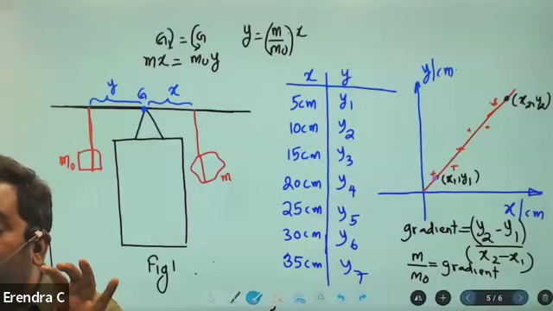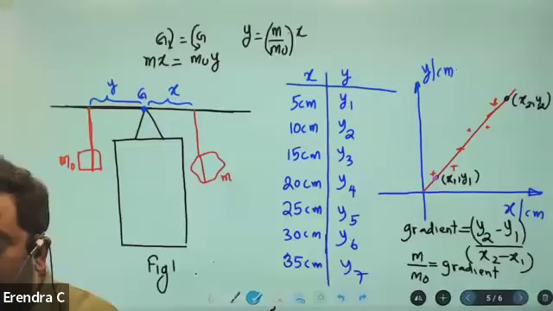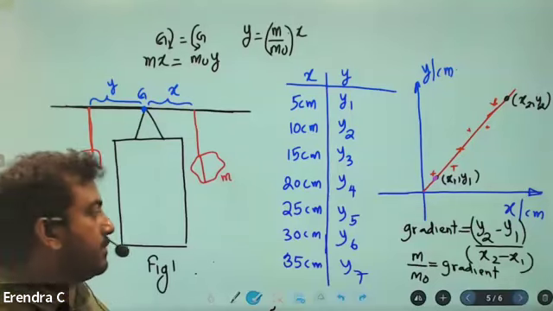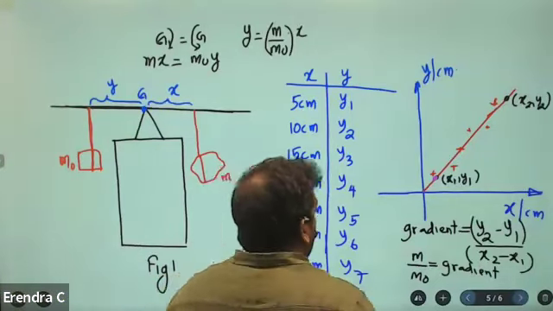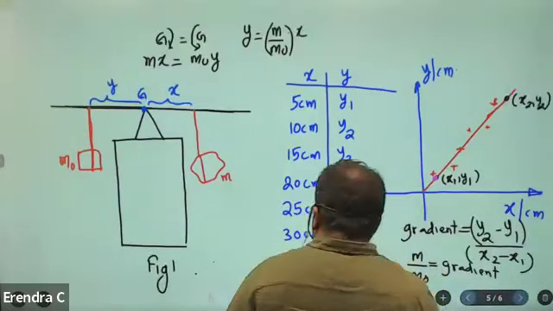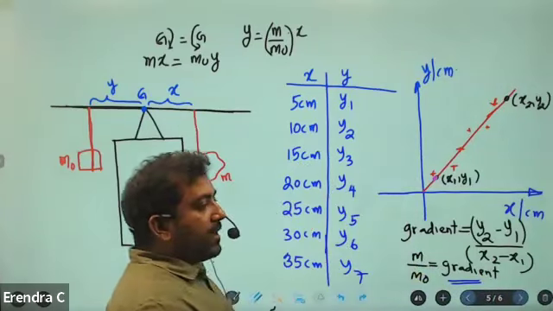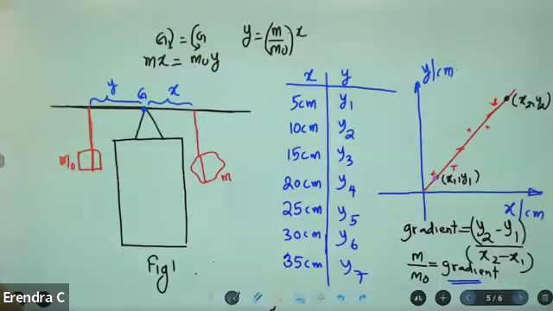And we find the gradient of the graph. So you remember. From the gradient, we can find the unknown mass. I'll quickly draw this in.